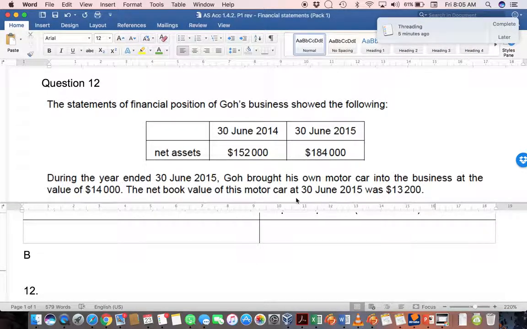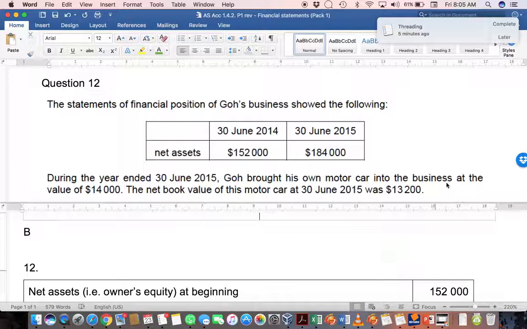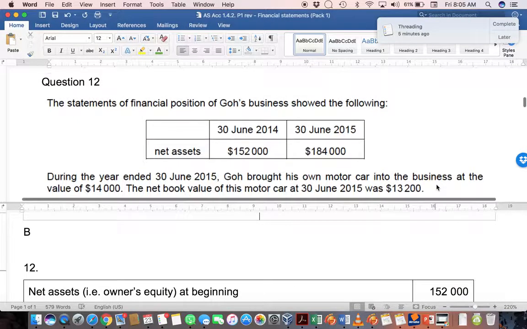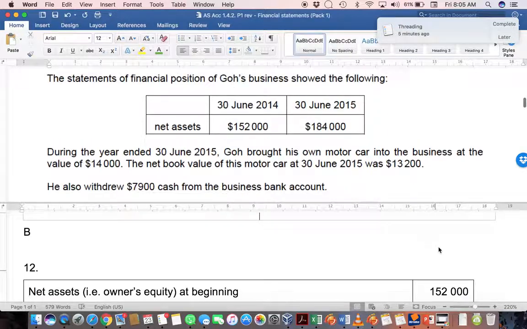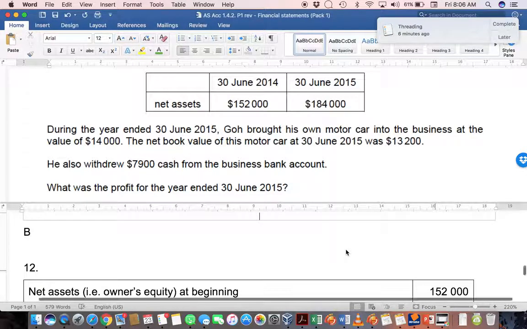Why? Well, obviously it would have been used for some of this financial year, and the difference between those two figures tells us that it has depreciated by $800. However, that depreciation would be shown in the normal course of business in the financial statements or the statement of income specifically, so we don't need to worry about that too much right now. He also withdrew $7,900 cash from the business bank account. That would be drawings.